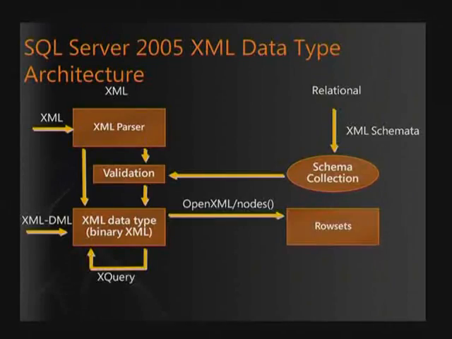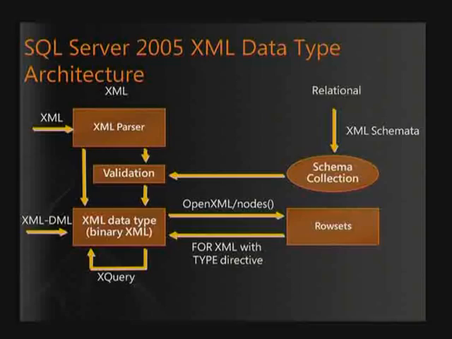You can still use OpenXML and the nodes method to take XML and shred it into row sets, which is one of the shredding mechanisms I mentioned earlier. And you can use FOR XML to take your row set and create XML out of it. And Bob had a nice explanation of the different FOR XML modes that are available with SQL Server 2005.